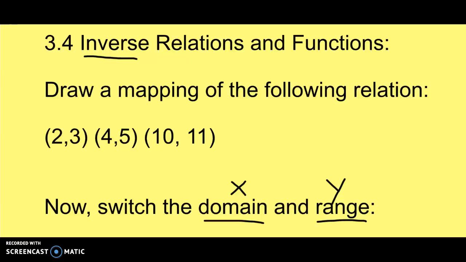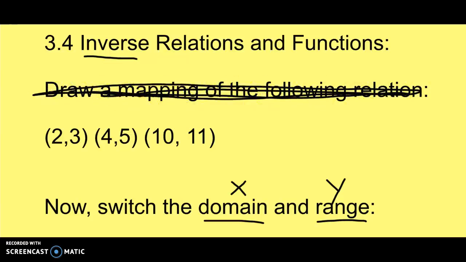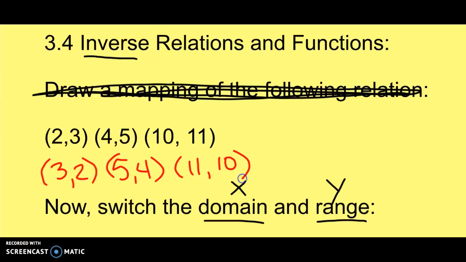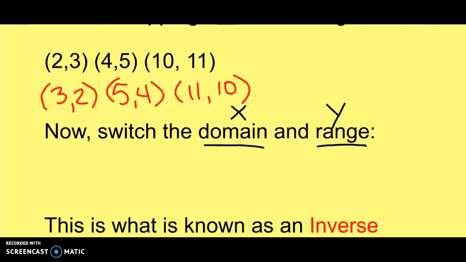We're not going to draw a mapping. We'll just go ahead and write the inverse of this relation. So this relation is (2, 3), (4, 5), (10, 11). If you wanted to write the inverse of it, you would write (3, 2), (5, 4), (11, 10). And that's it. That's all you do for doing that.